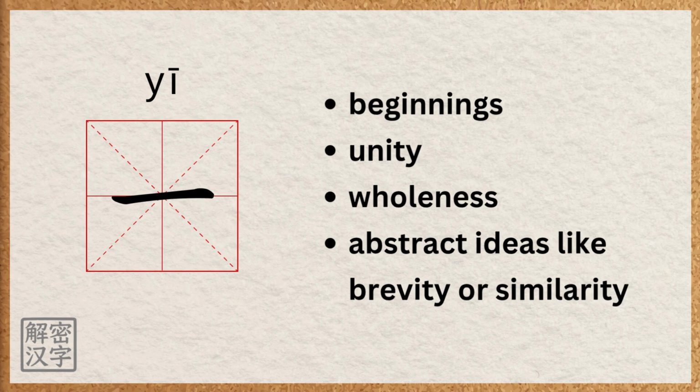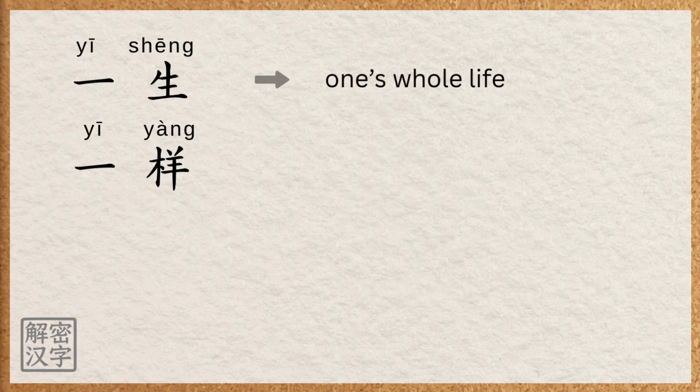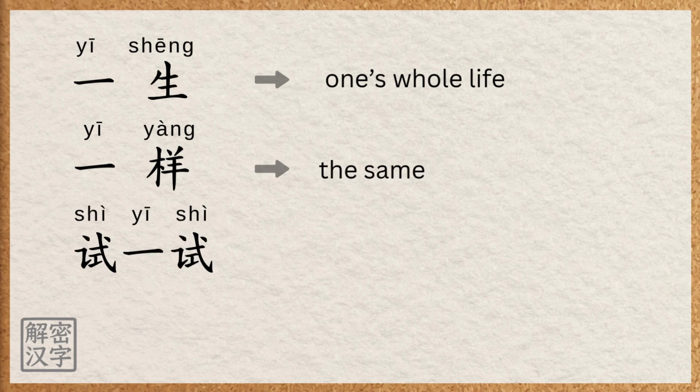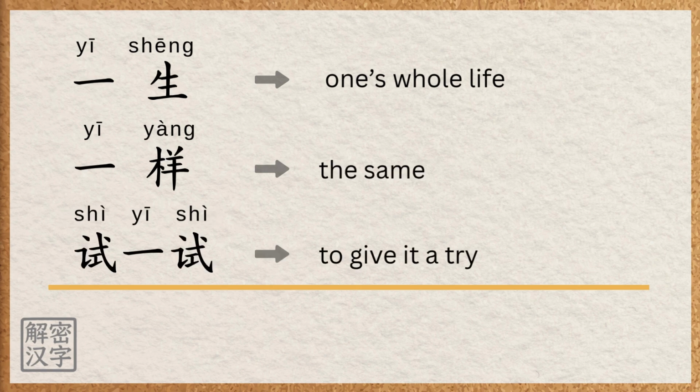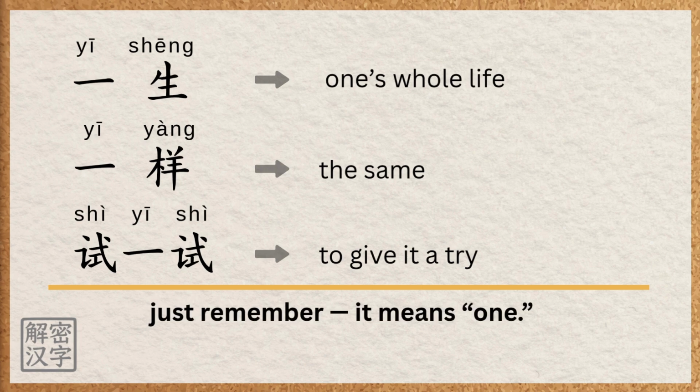used with other characters. For example, 一生 means one's whole life. 一样 means the same. 试一试 means to give it a try. There are many phrases with 一, but for now, just remember, it means 1.